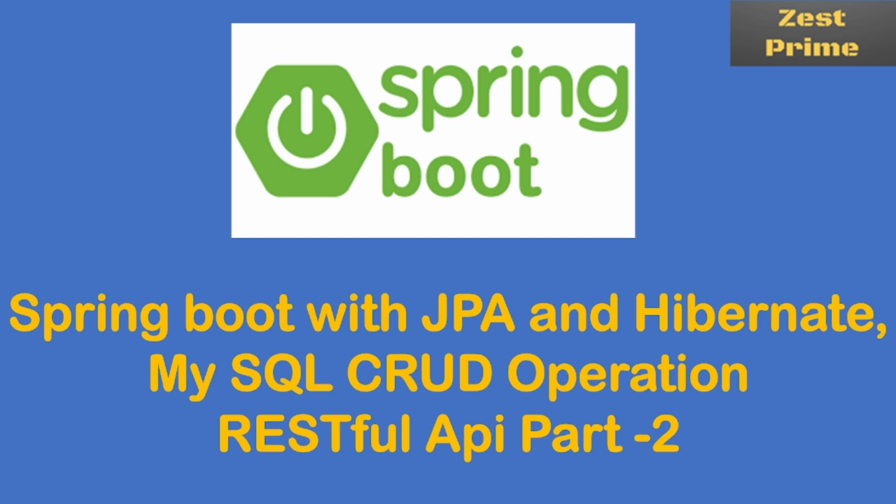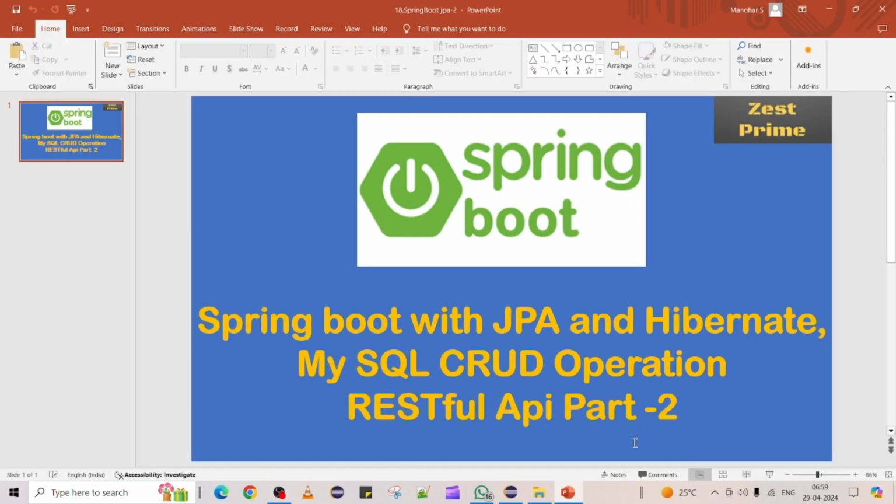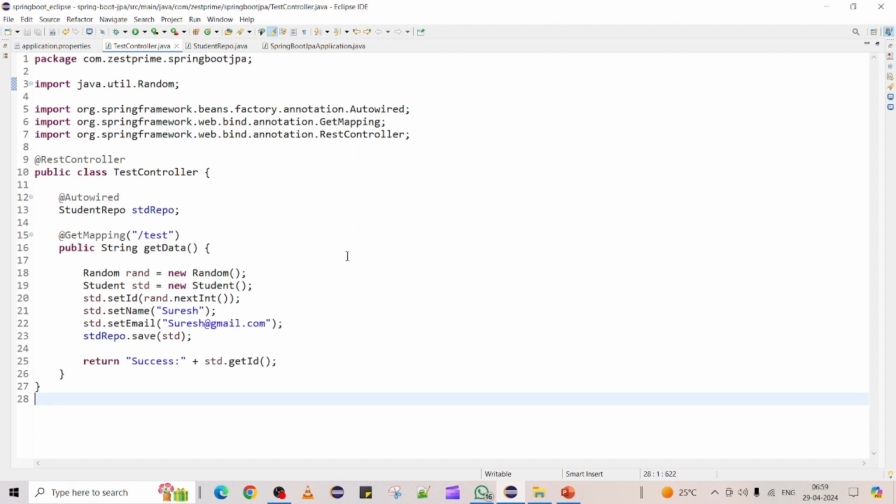As part of this video, we are going to see some more CRUD operations by using MySQL, Hibernate, and JPA. As per the previous video, we have seen a simple CRUD operation called save. Now we are going to see some more CRUD operations by using MySQL, JPA, and Hibernate. So, let me open the previous example that we have seen, and based on that, we can move on.